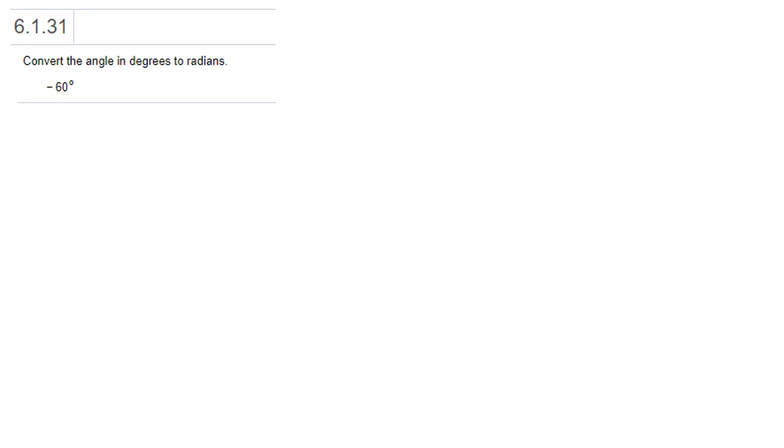One more, convert degrees to radians. So negative 60 degrees times pi radians out of 180 degrees. 60 goes into 180 3 times, and we have negative pi over 3.